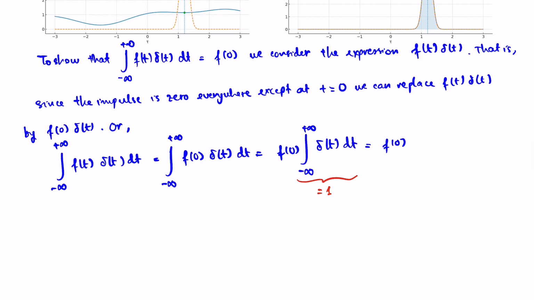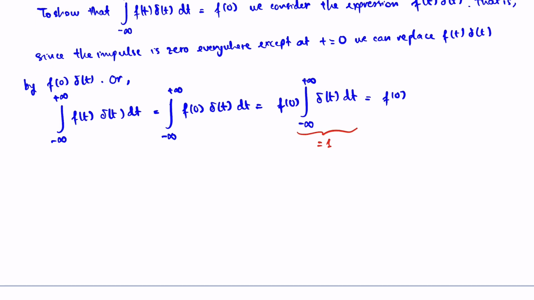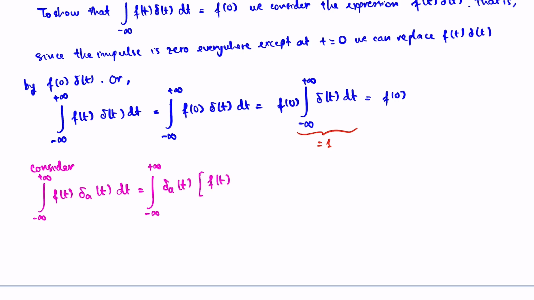We go back to the idea of just the unit impulse function, not the direct delta function, just the unit impulse functions. So I'm going to use a different color here. Consider the integral from negative infinity to positive infinity of f of t times delta sub a of t dt. And what I do is separate this a little bit. Instead of just f of t, I'm going to have delta sub a of t times f of t plus f of 0 minus f of 0.